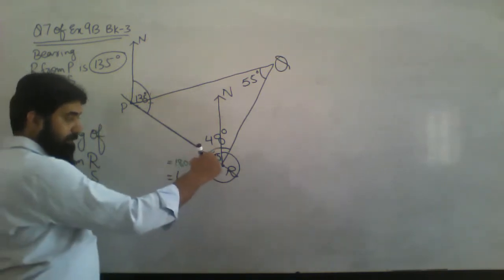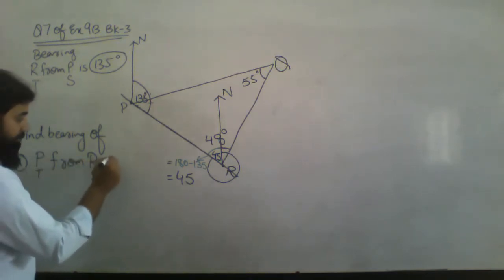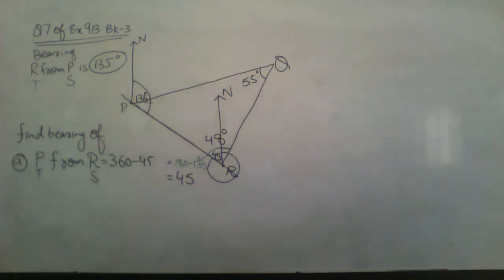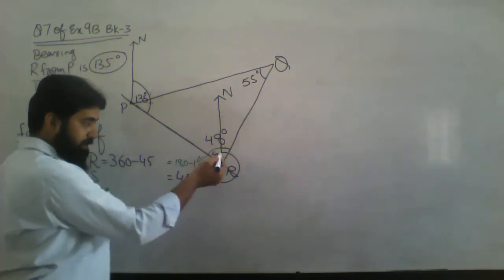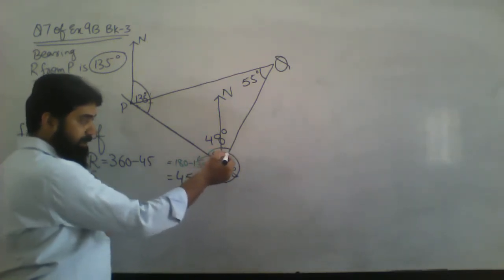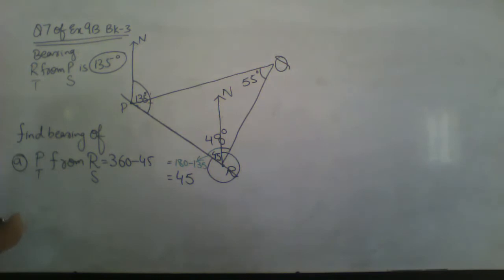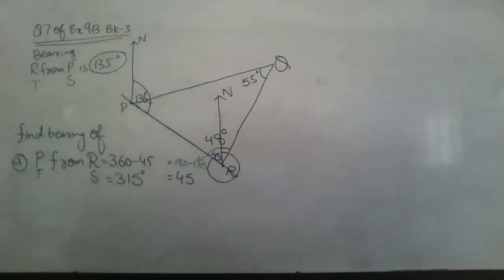Okay, this part. Now I need this one. So in order to find the bearing of P from R, what I am going to do? 360 minus 45. Why am I doing it? Because if I take the whole circle, that will become 360. This part is 45, I have to find this one. So 360 minus 45, and the bearing is going to be 315 degrees. Okay, that's your bearing for part A.